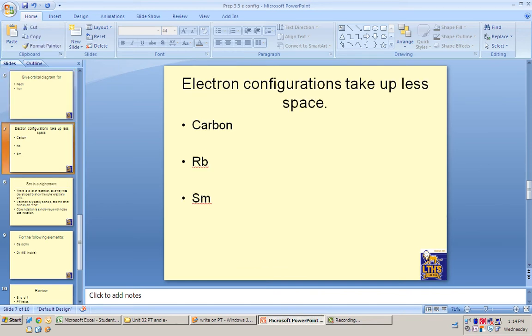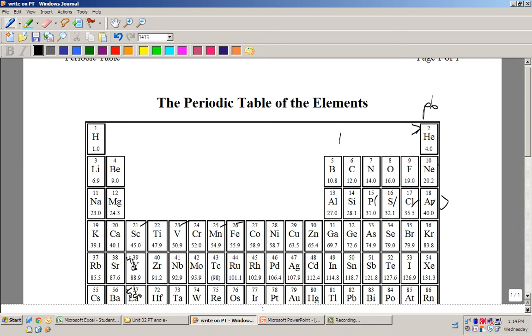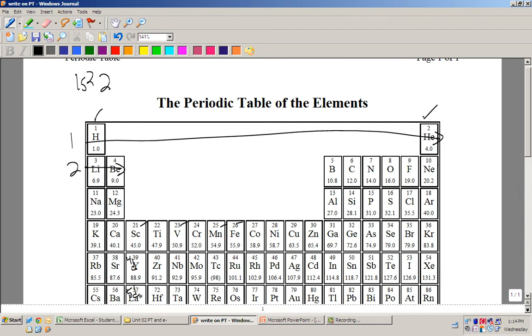Electron configurations take up less space. So I'm going to hop back to my periodic table, and we'll do those ones that are on there. So the electron configuration, the first thing we're going to do is carbon. Those first two are 1s2. 2 because here's one, here's one. Second row, second period, S block, 2. Carbon, second row, P block, 2. That's the electron configuration of carbon.